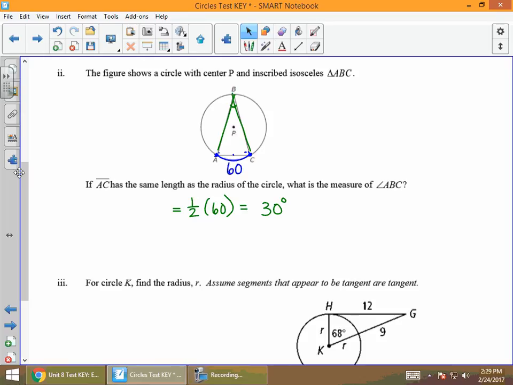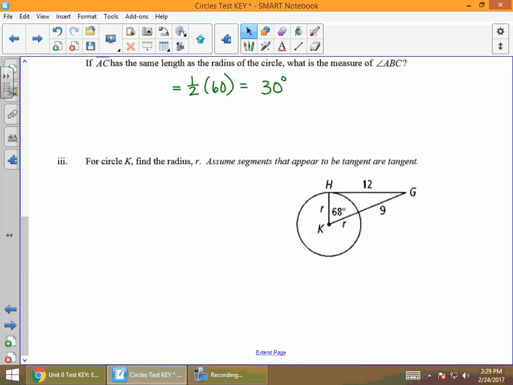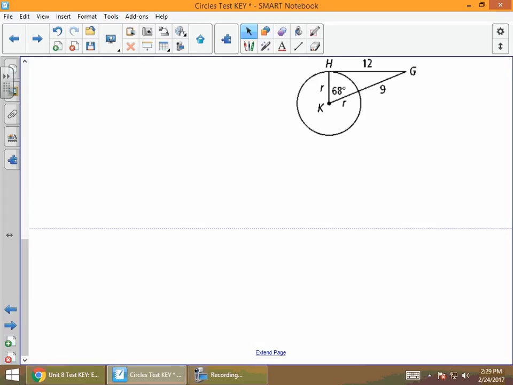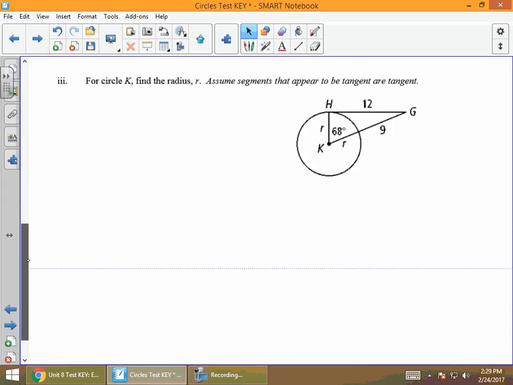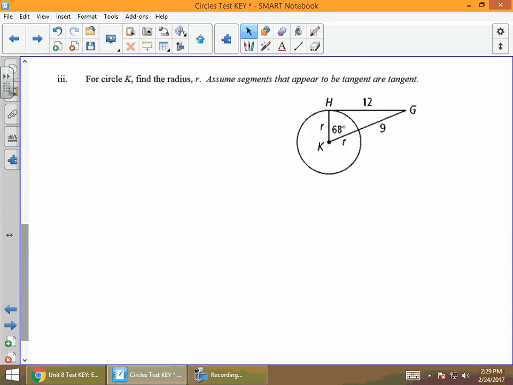And finally, the last. Question number 3. It says for circle K, find the radius R. Okay, so now I have to make a little admission here. There are two ways to go about this, and one way is wrong. All right, so I'm going to show you the right way first. Now the right way is I want to think about this because this is tangent. I know that I have a 90-degree angle here, and I can use Pythagorean theorem. So a squared plus b squared equals c squared.